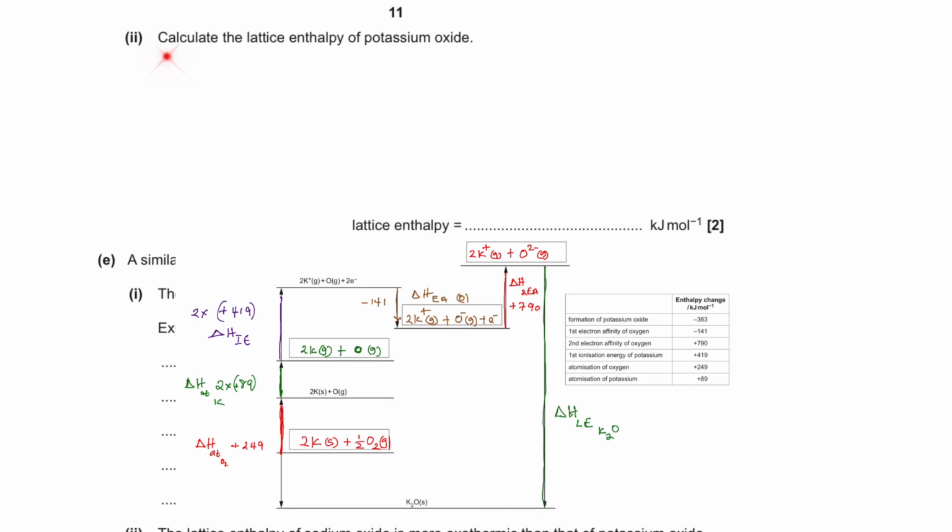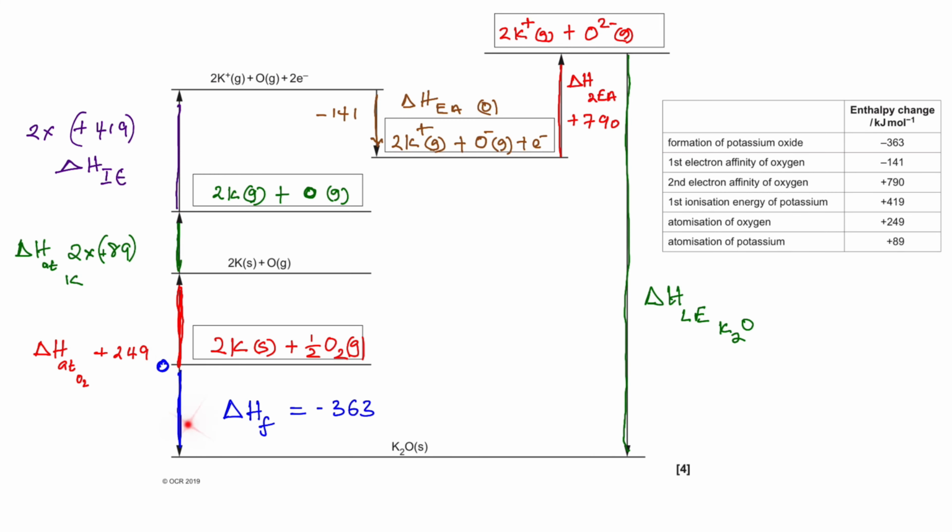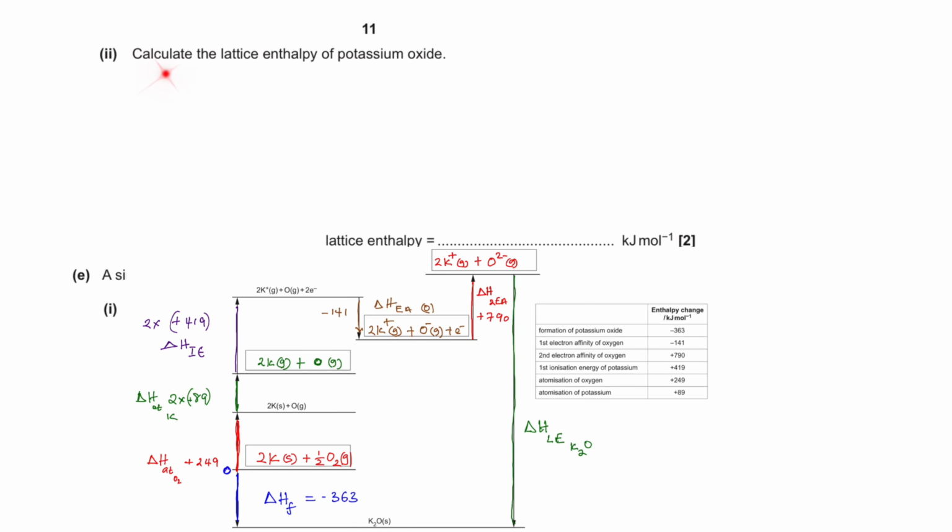So part 2 says calculate the lattice enthalpy of potassium oxide. Also, this is minus, because this is 0 and this is below 0. So this will be minus 363 for the enthalpy of formation of potassium oxide. You can see there is minus 363 because it's going down. It's below 0. So again, this is making, that's exothermic. Part 2, calculate the lattice enthalpy of potassium oxide.